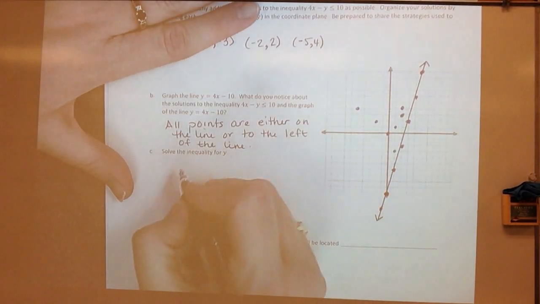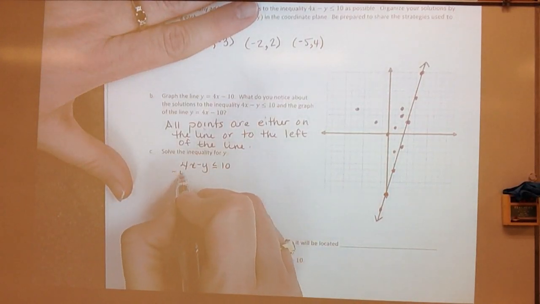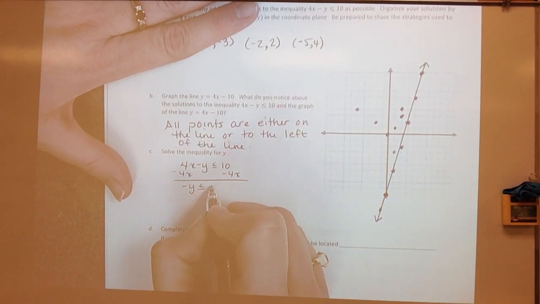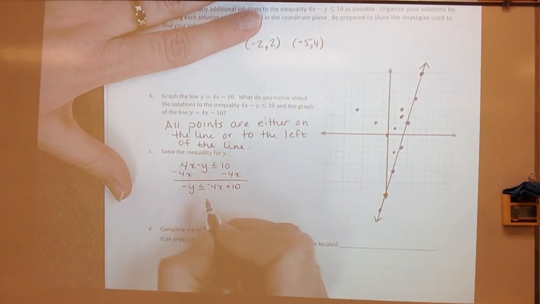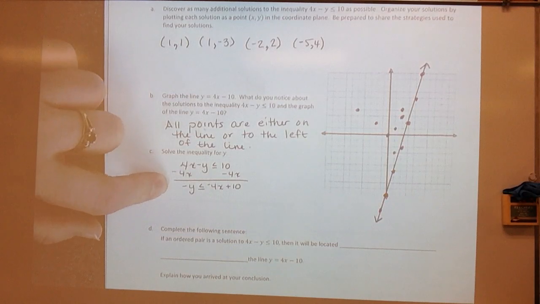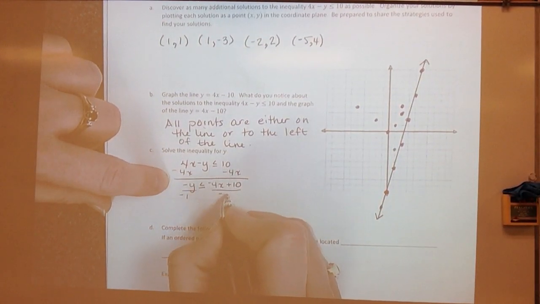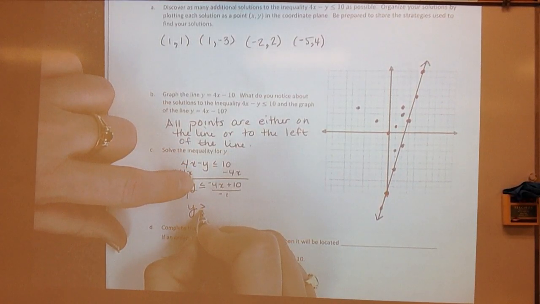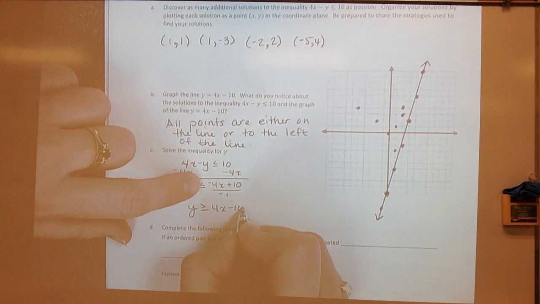All right, so here's my inequality: 4x minus y is less than or equal to 10. I would subtract my 4x. Negative y is less than or equal to negative 4x plus 10. I have to divide this by negative 1, because I don't want a negative y. So I have to divide all of this by negative 1. Remember, when I divide by a negative, my inequality sign switches. So y is greater than or equal to 4x minus 10.